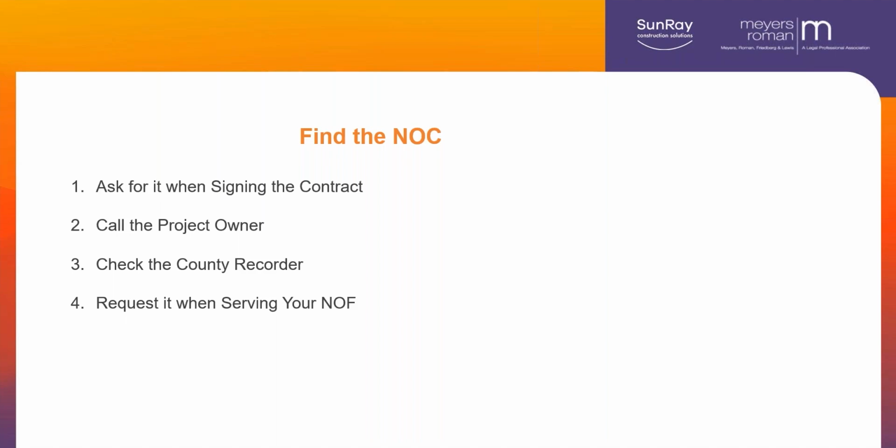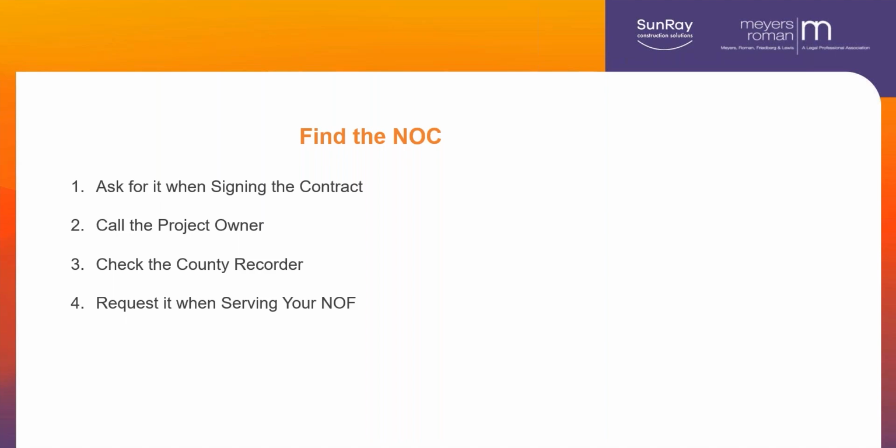This is what SunRay does so well, that they put together all these things so you're covered when you're doing this. If you did your request for notice of commencement, they have 10 days to get it back to you if you got it to the right party. So the owner has 10 days to get it back to you. If they don't get it back to you in that period of time, your obligation to serve a notice of furnishing stops and doesn't start again until they get it to you.